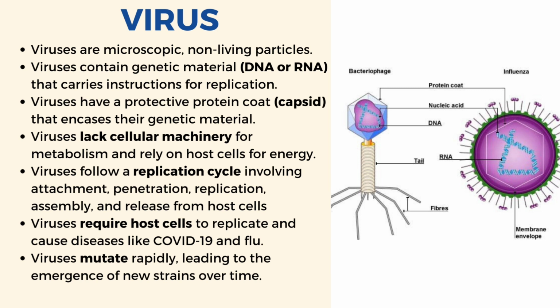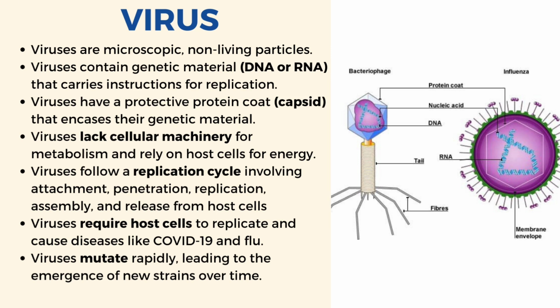They follow a replicative cycle. For replication, they have a replicative cycle which involves different steps. First, there is attachment of the virus, then penetration into the host cell, then replication, then assembly of different viral parts, and then release from the host cell, and then they infect other cells. Viruses require a host cell to replicate and cause different diseases like COVID-19, flu, and many more. Viruses mutate rapidly, leading to the emergence of new strains over time.